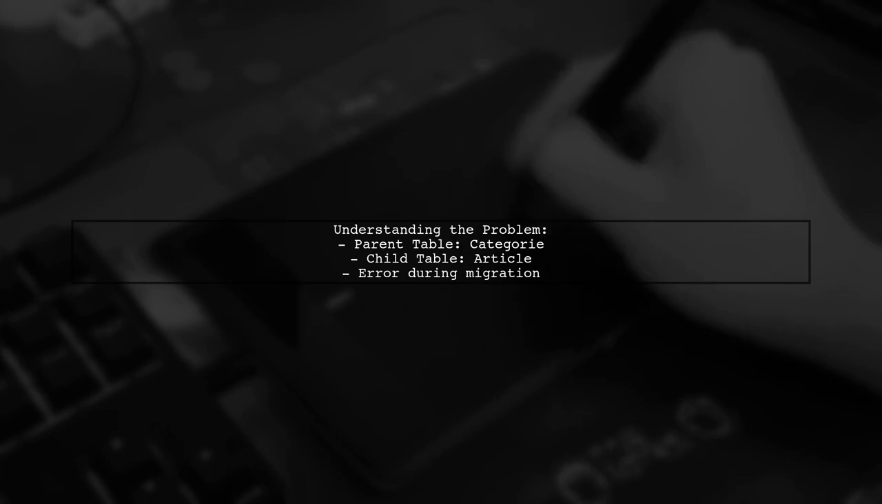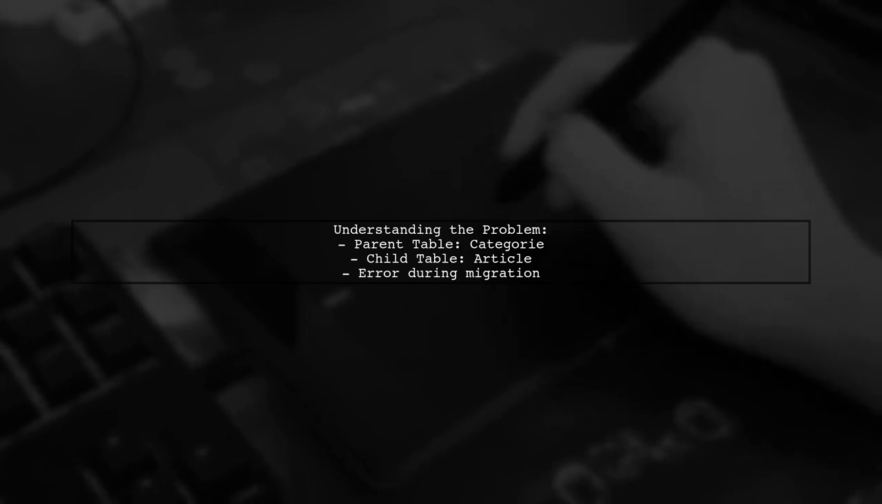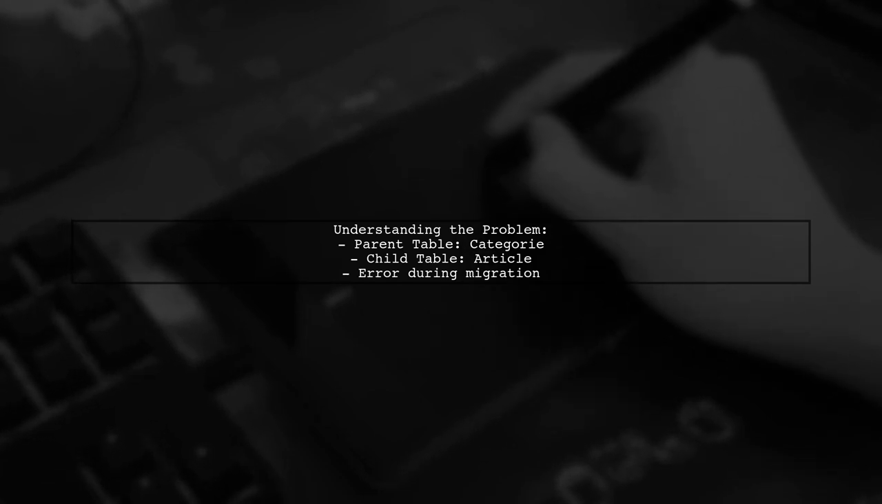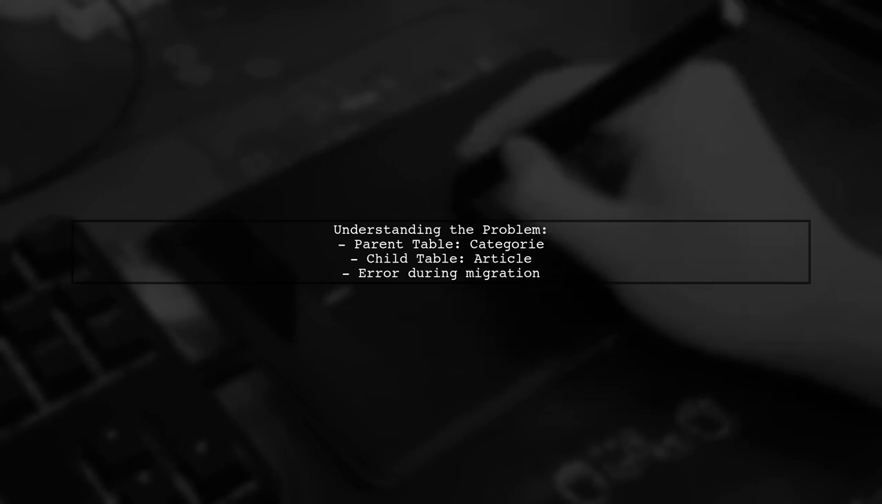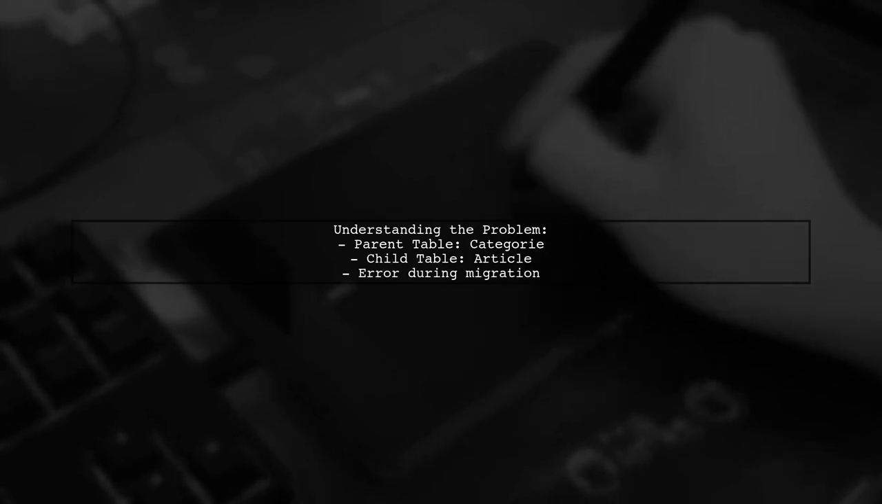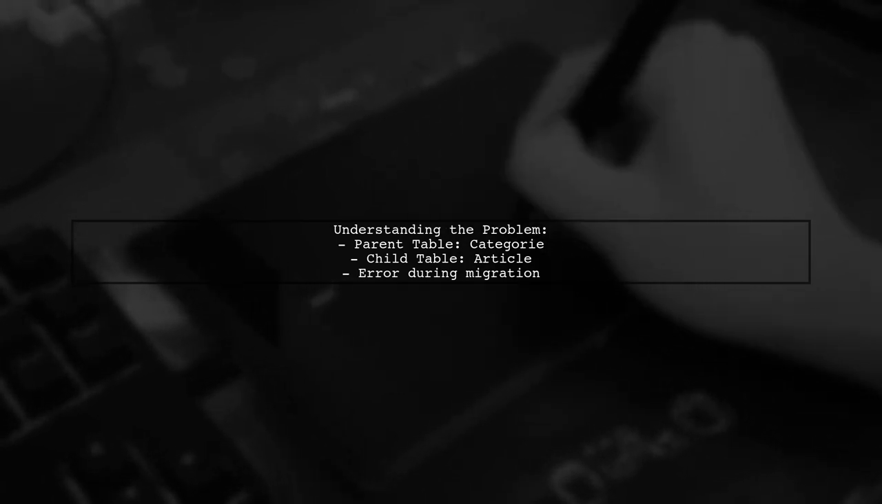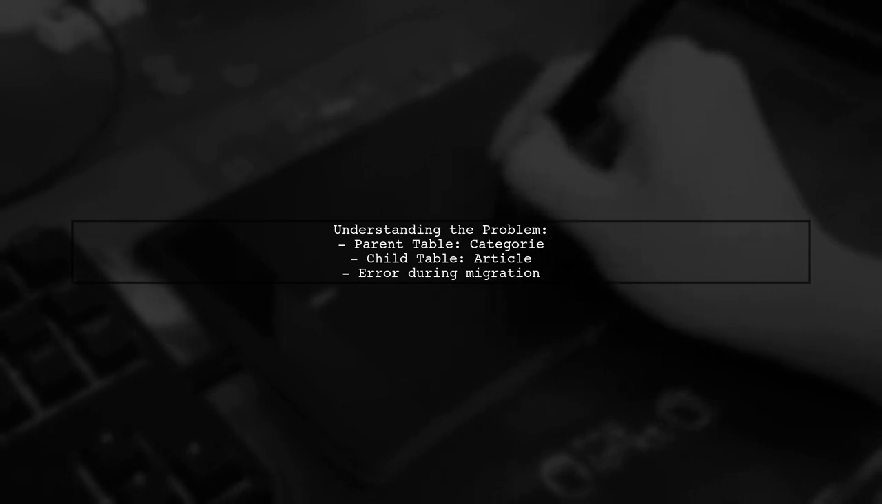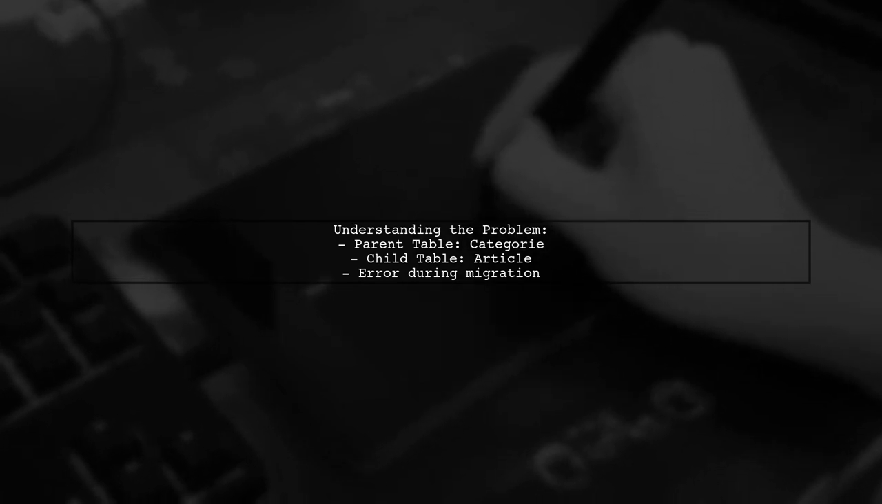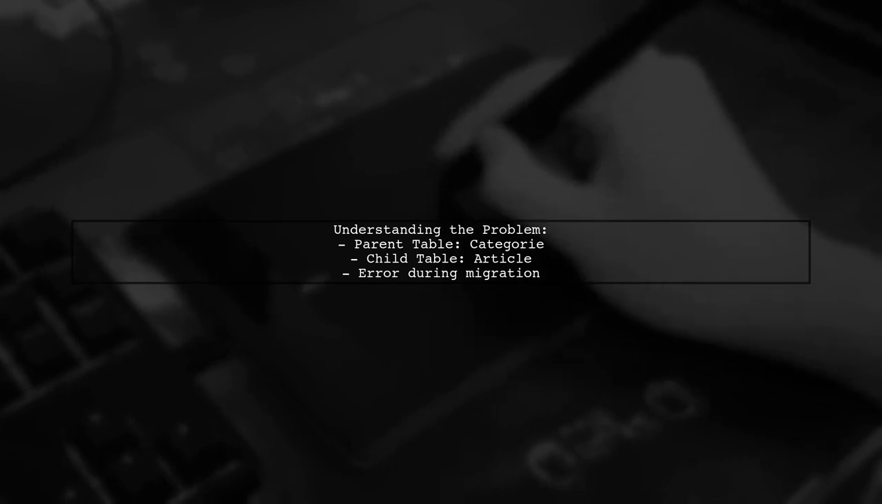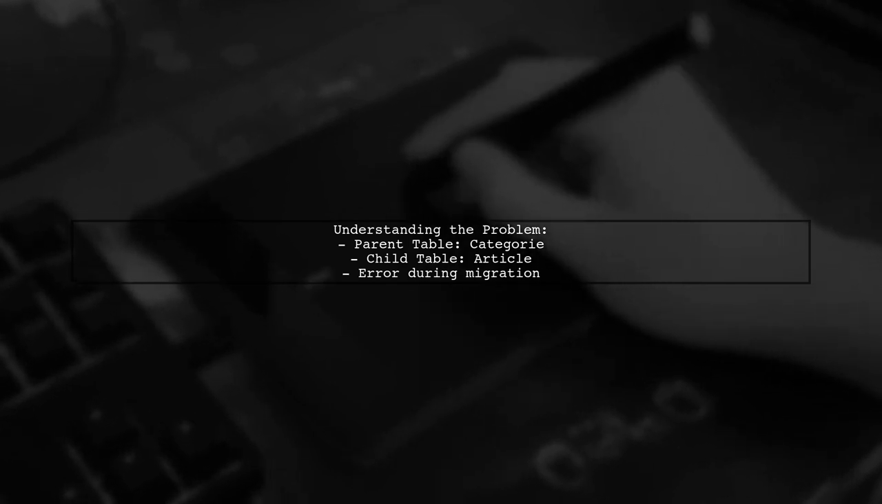Let's break down the issue. Our viewer has two classes in their SQLite database, a parent table called category and a child table named article. They initially created the article class and added entries before defining the category class. However, when they tried to run the migration command, they encountered a type error related to the foreign key relationship.